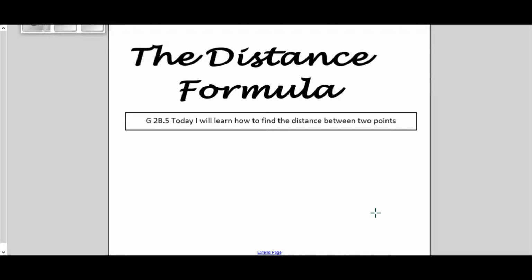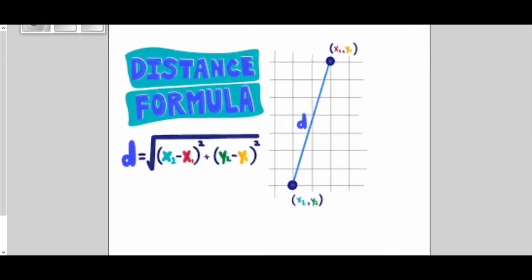In this lesson, we're going to go over the distance formula, so you'll be able to learn how to find the distance between 2 points on a line. So the distance formula will help tell you the distance between 2 points on a line. So if I started maybe with this point here, and I wanted to find the distance to this other point here, we could use this formula to figure out the distance.